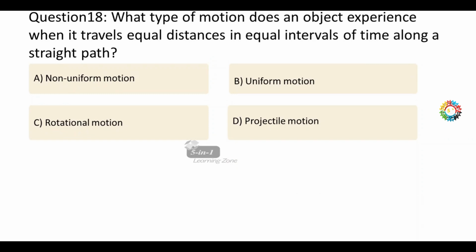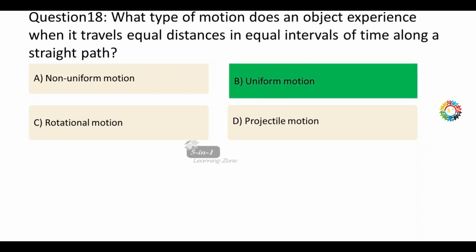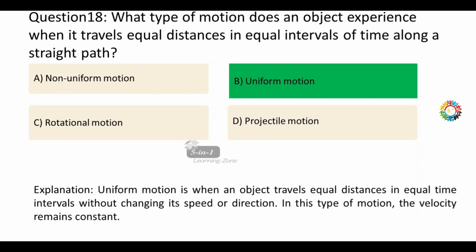Question 18. What type of motion does an object experience when it travels equal distances in equal intervals of time along a straight path? Answer B. Uniform motion. Explanation. Uniform motion is when an object travels equal distances in equal time intervals without changing its speed or direction. In this type of motion, the velocity remains constant.